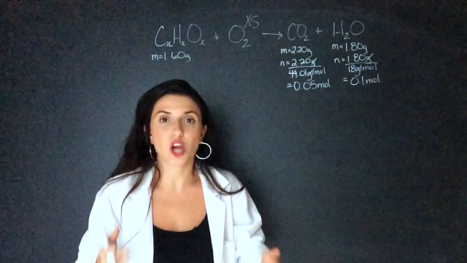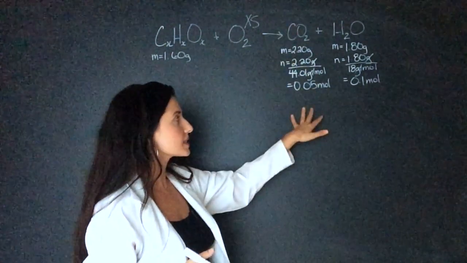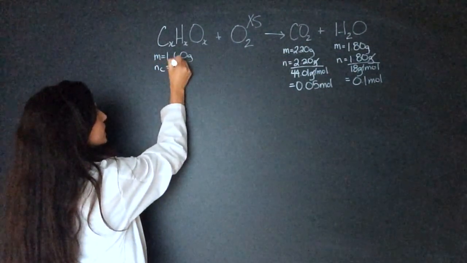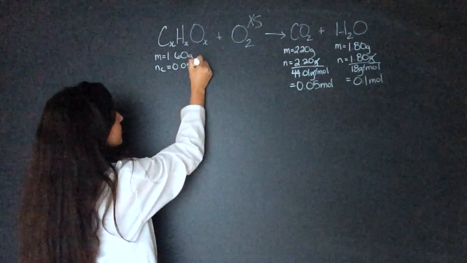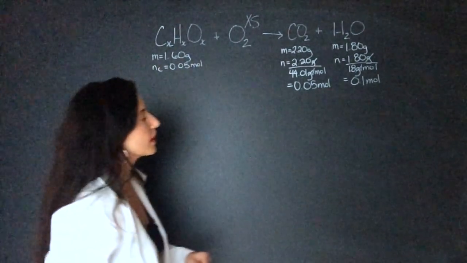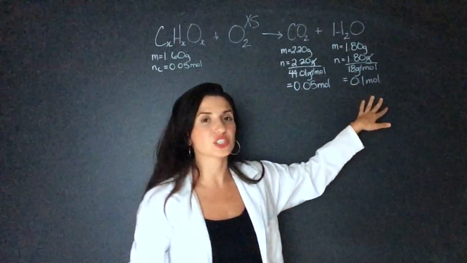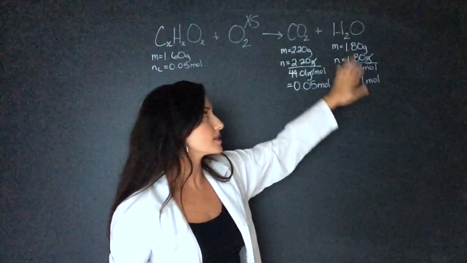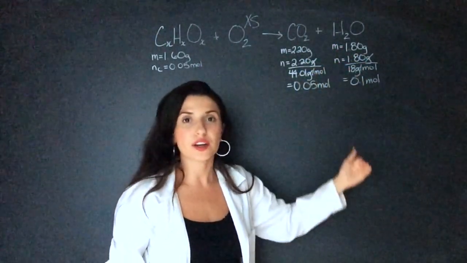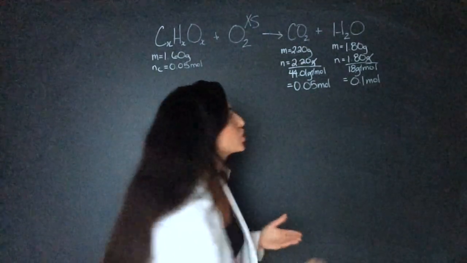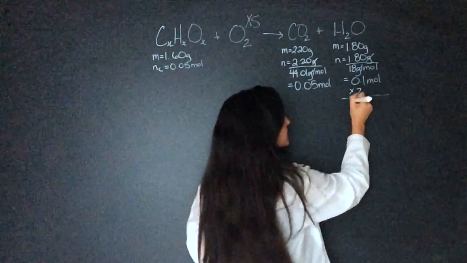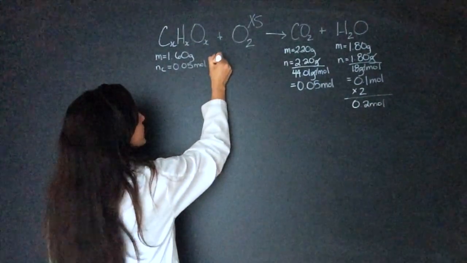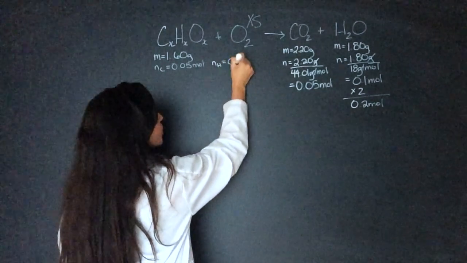Now, because carbon is only in carbon dioxide, we can say that the moles of carbon is going to be 0.05 moles. The moles of hydrogen is a little trickier because we have 0.1 moles of water, but in water, there's 2 moles of hydrogen. So we have to multiply this by 2, 0.2 moles of hydrogen. So we also know that the moles of hydrogen equals 0.2 mole.